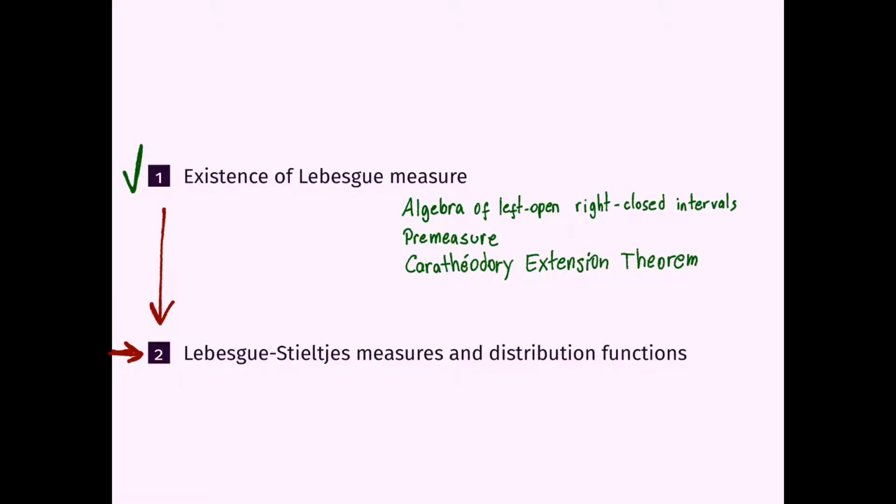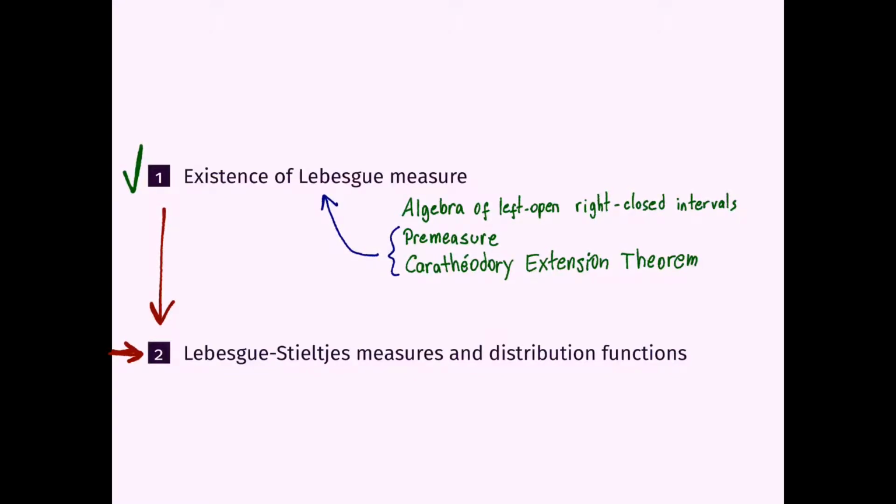In the first part of this video lecture, we reviewed the algebra of left open, right closed intervals. We also reviewed the concept of pre-measure, and then defined a pre-measure on this algebra that corresponds to the Lebesgue measure. We reviewed the Carathéodory extension theorem, and combined the two, whose proofs we omitted, to show existence of the Lebesgue measure.